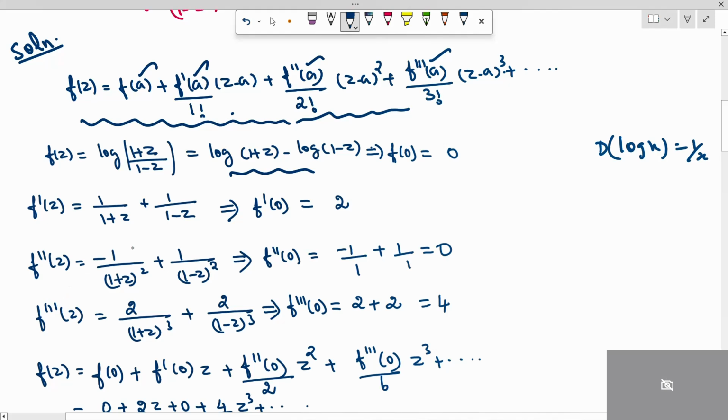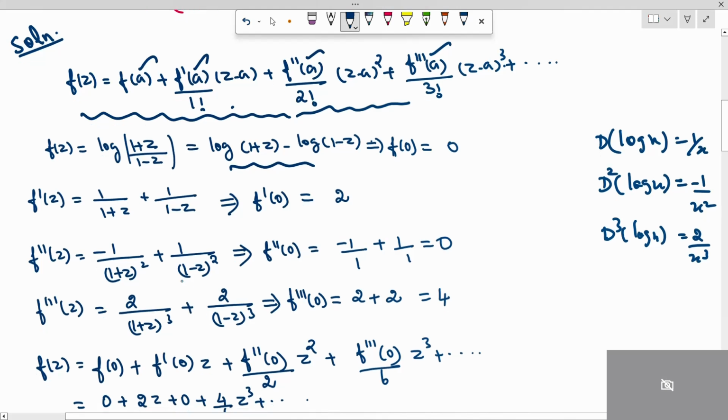Then find f double dash of z. Once again differentiate with respect to z. The differentiation of log x is 1 by x. What is the second derivative of log x? It is minus 1 by x square. The third derivative of log x is 2 by x cube. We use the same format here. Minus 1 by x square form gives minus 1 by (1 plus z) whole square. Here also minus 1 by (1 minus z) whole square, and with the negative sign of the inner derivative it becomes plus.